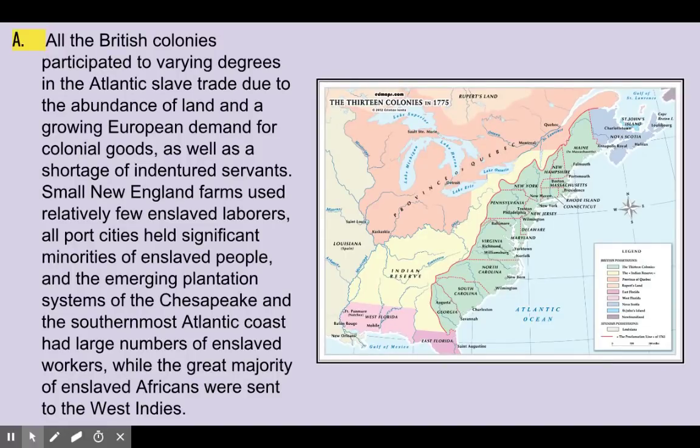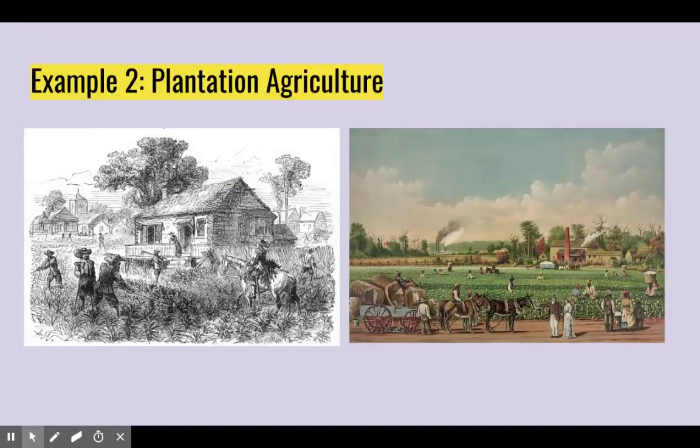So even in New England and the middle colonies, there was slavery. However, the majority of slavery was in the southern and Chesapeake colonies. The majority, however, of enslaved Africans were sent to the West Indies, to Spanish, French, and British sugar plantations. So the example I'm going to use is plantation agriculture.